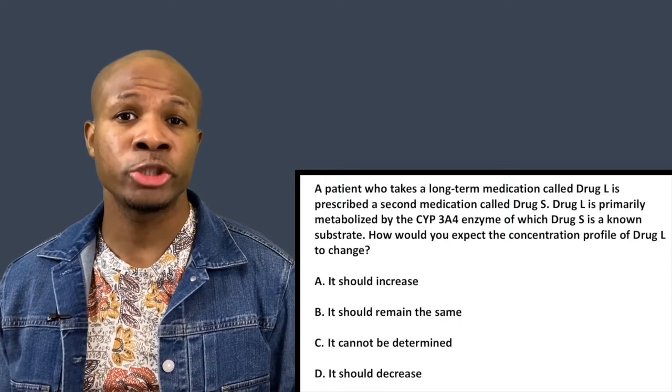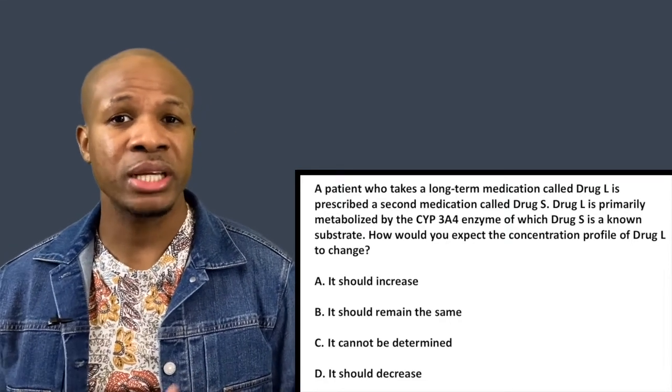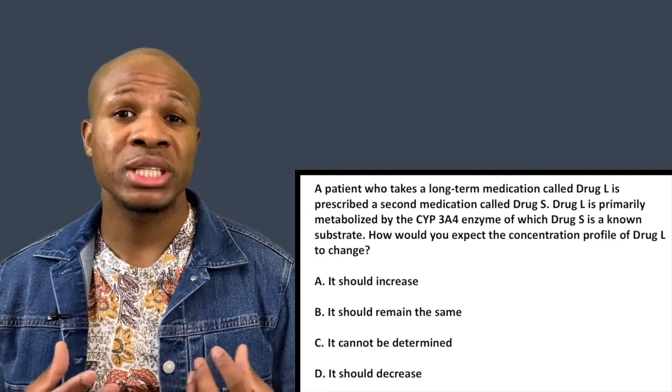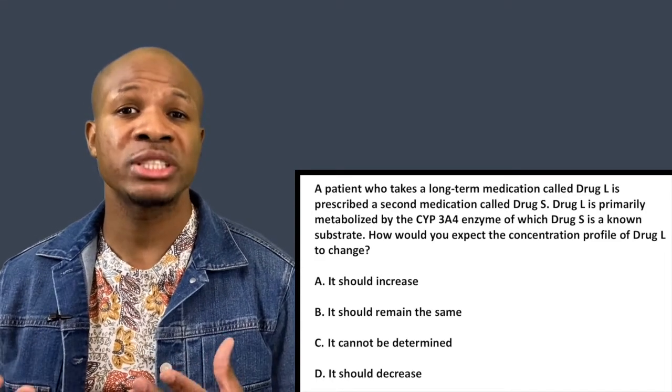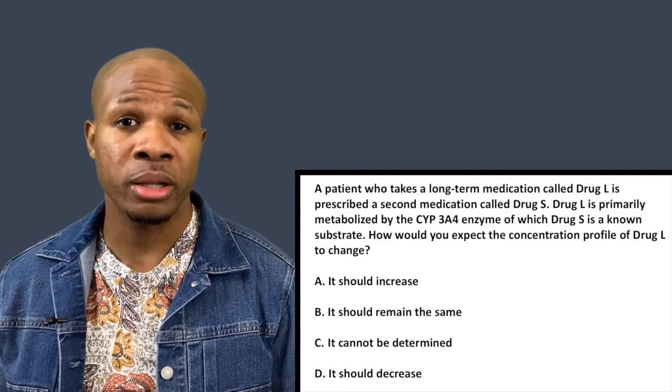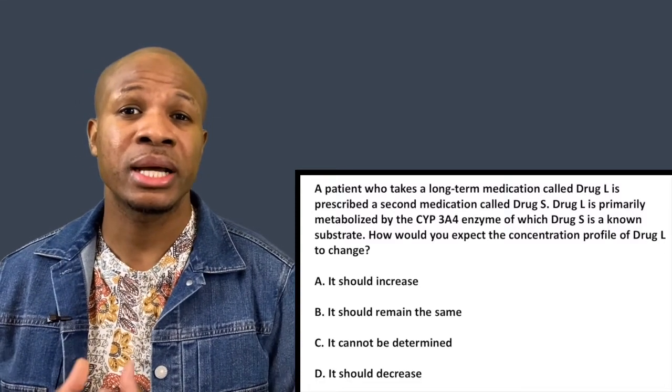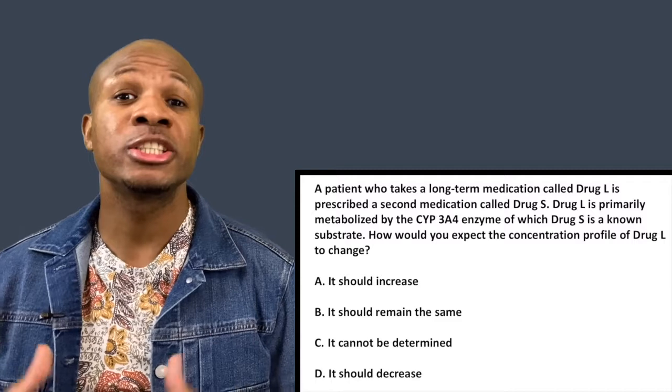Okay, so this patient takes drug L, and then now she's given a second medication, drug S, which is a substrate of the same enzyme that metabolizes drug L. So how will this impact the concentration profile of drug L? Well, the answer to this question is that the concentration profile of drug L should stay the same.